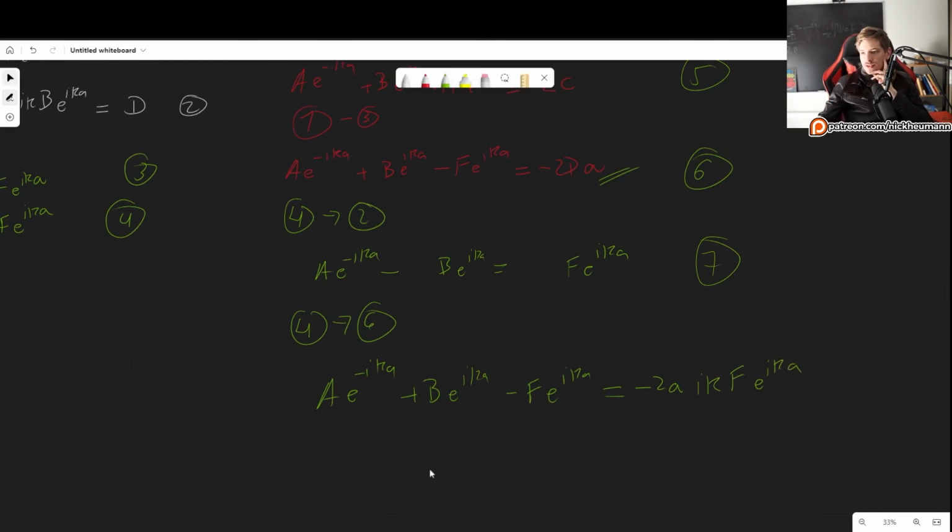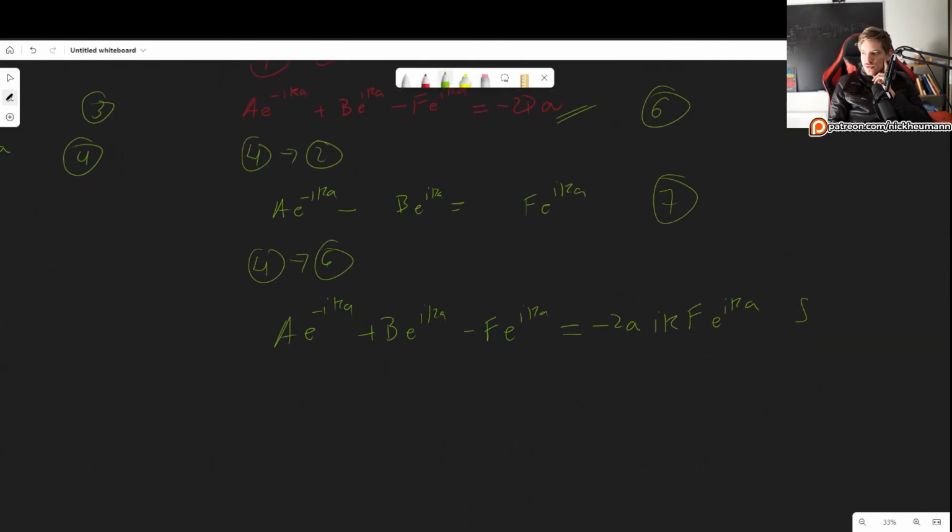And now notice we have these two equations. If we add them together, so if we add 7 and 8 together, then we will get rid of b immediately. So we get 2a e to the minus ika. We can put this on the right hand side if we want, and we can factor out f. So we get f e to the ika factor of 1, which comes from here, but there's another one, so it turns into a 2. So we get 2 minus 2a ik.